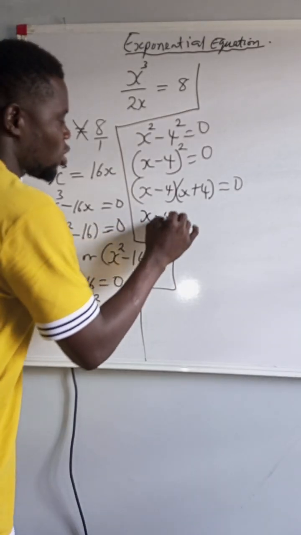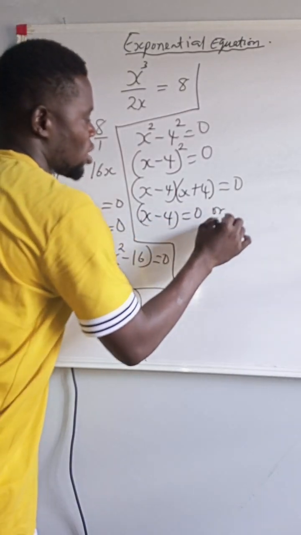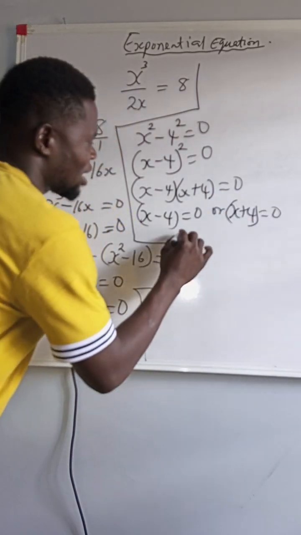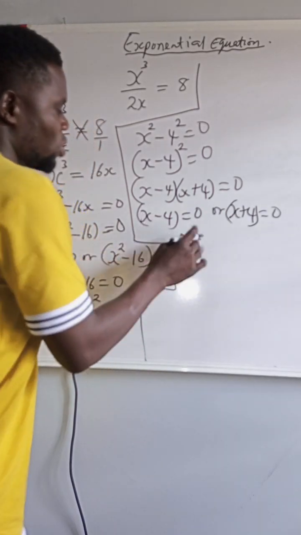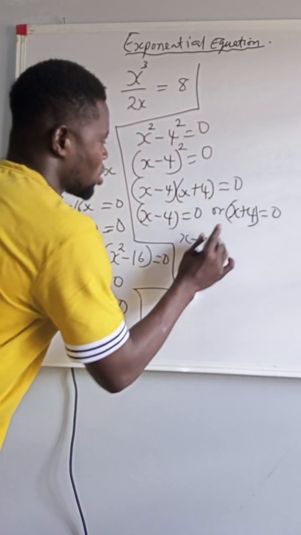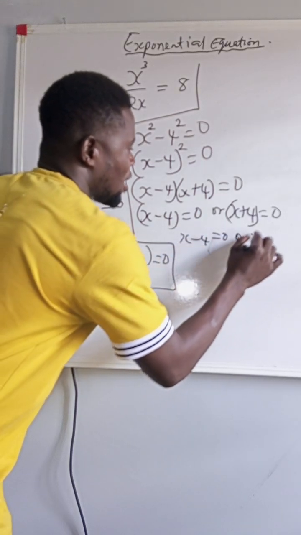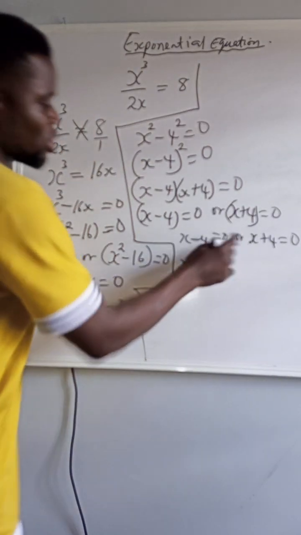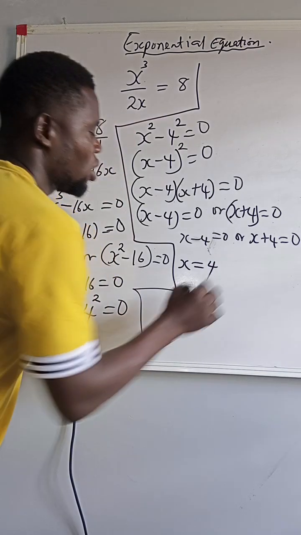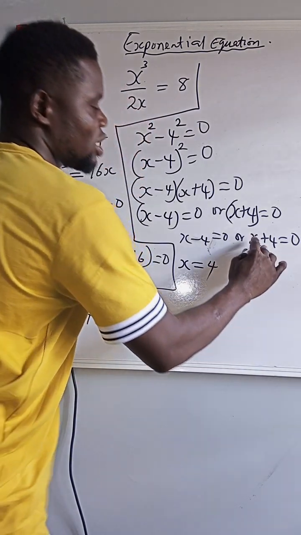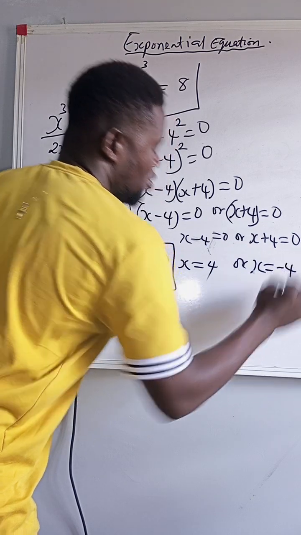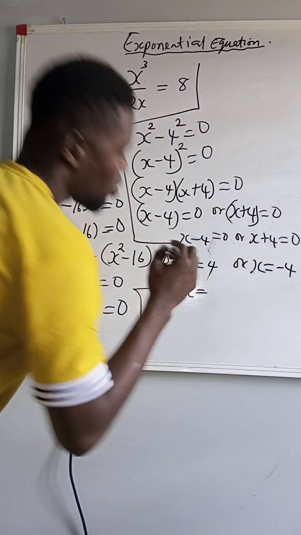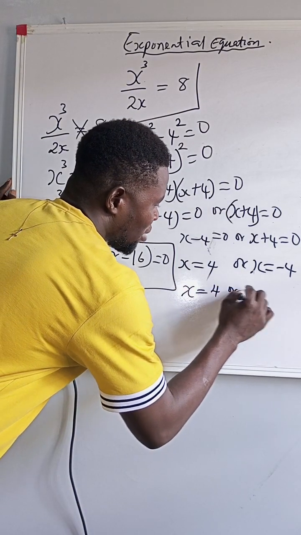We have x minus 4 is equals to 0, or x plus 4 is equals to 0. Then we can now say that our x is equals to x minus 4 is equals to 0, or x plus 4 is equals to 0. Then we now say x, when this minus 4 crosses to this side, it will be plus 4. Or our x is equals to, when this plus 4 crosses to this side, it will be minus 4. It therefore means the value of x that will satisfy this particular question is 4 or minus 4.